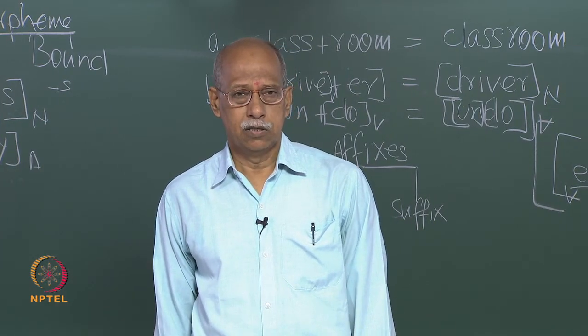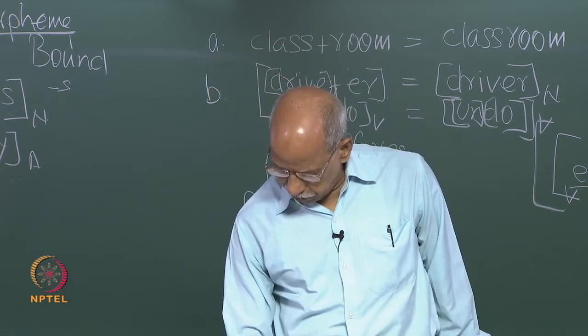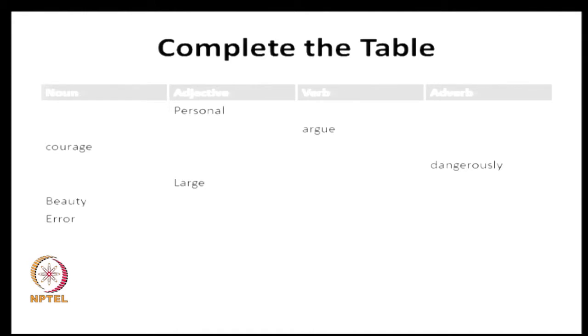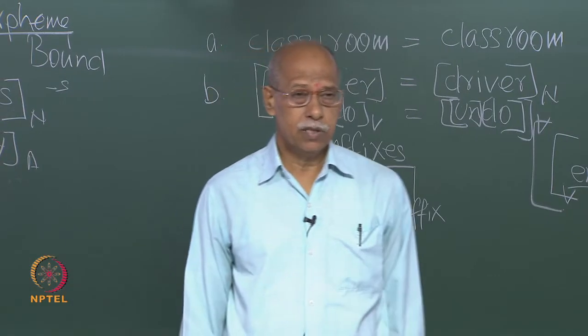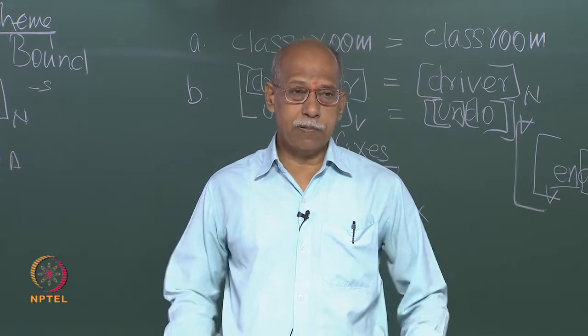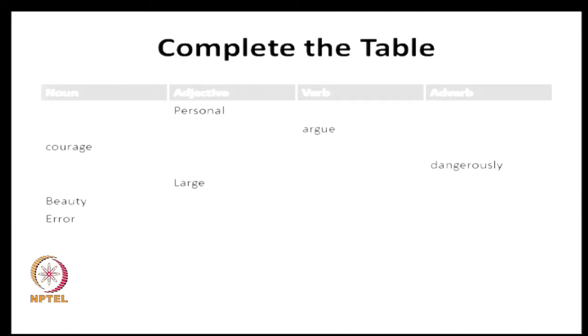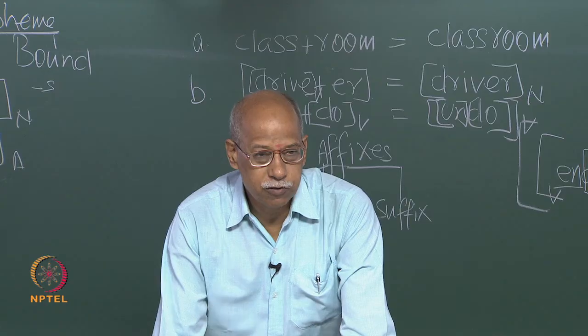Okay, let's do something different. Come back to the earlier table. We can do this kind of thing in any language, because it happens in any language. Say for instance, in Telugu, what is the Telugu word for person? And what is the Telugu word for personal? Person is vyakti, personal is vyaktigatam. Correct. Can you do the entire, what is the verb form of?